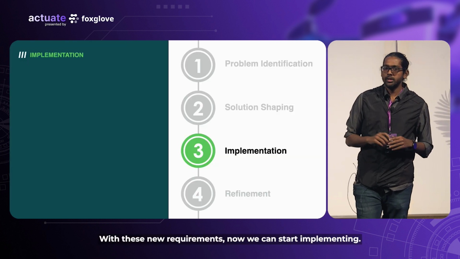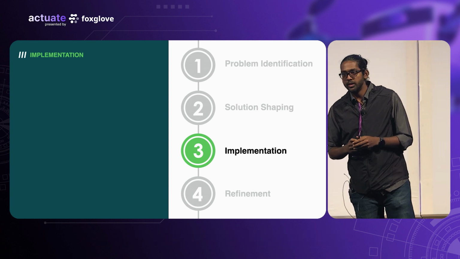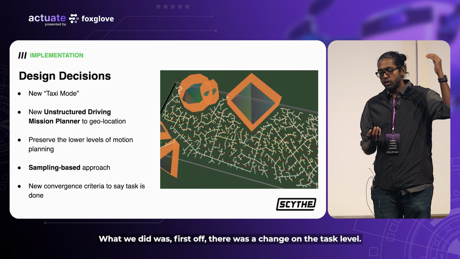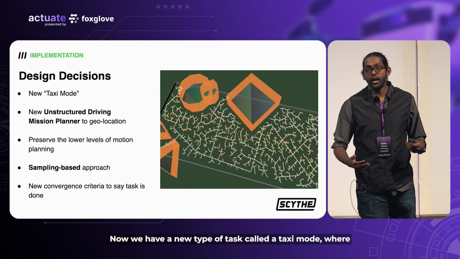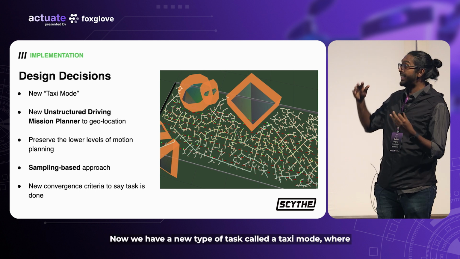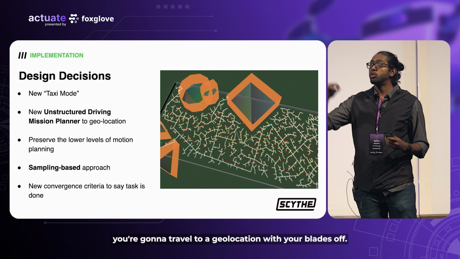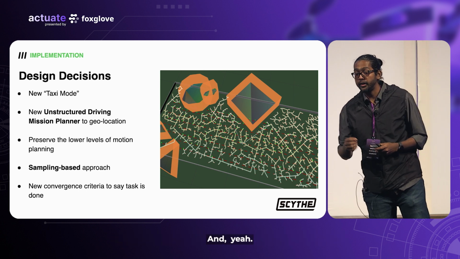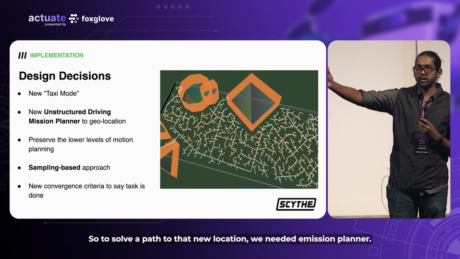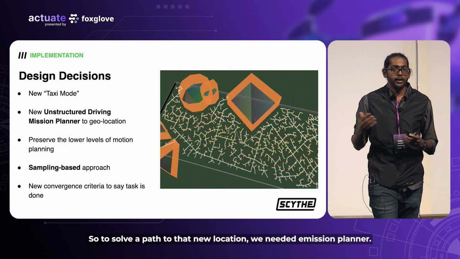With these new requirements, now we can start implementing. What we did was, first off, there was a change on the task level. We only had a mowing task. Now we have a new type of task called taxi mode, where you're going to travel to a geolocation with your blades off. And to solve a path to that new location, we needed a mission planner.